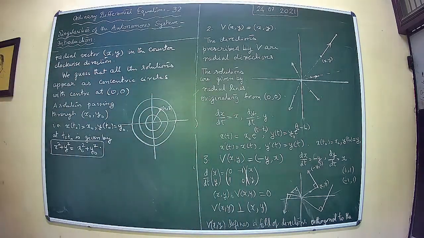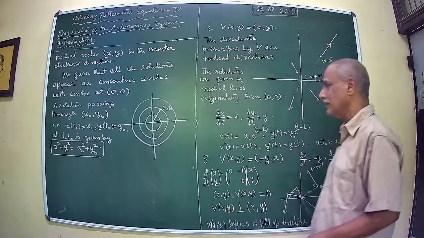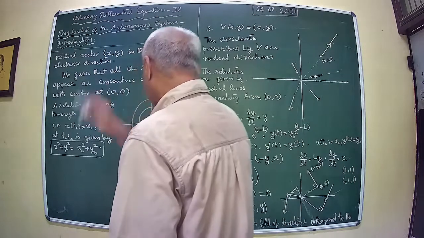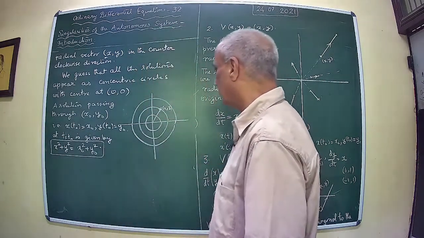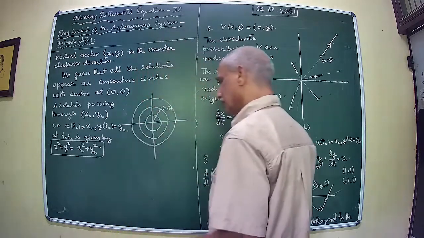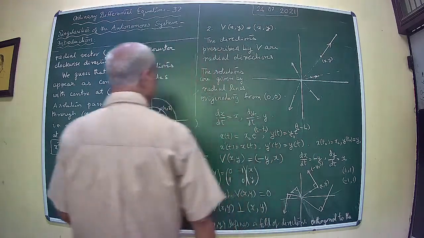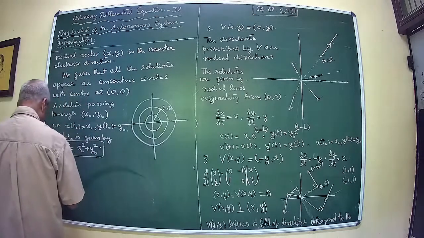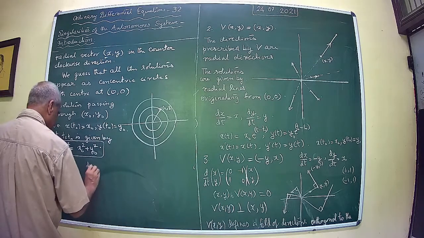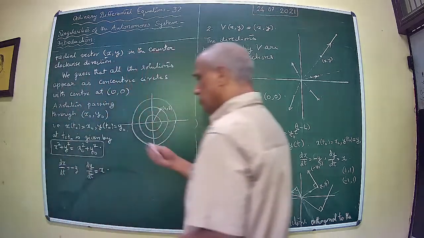So the paths are just these concentric circles, but the dynamics is quite interesting because it corresponds to particles moving along these circles with the period given by the time that it takes to go around. That's easy to work out. You can solve this equation, that is dx by dt. I leave it to you to solve these equations.